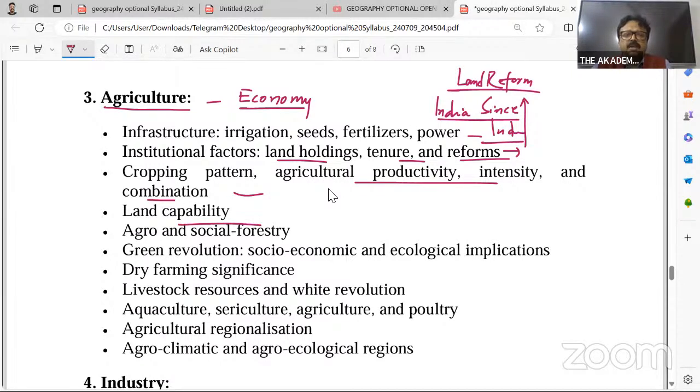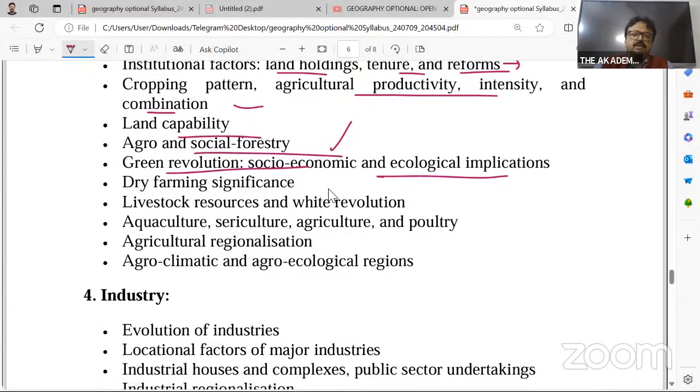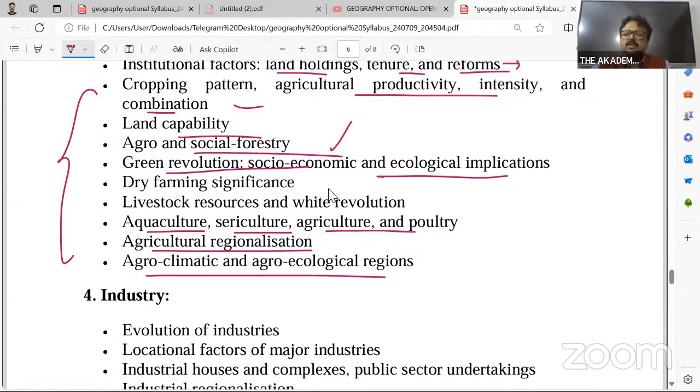तो हम लोग देखेंगे वहां पे क्रॉपिंग पैटर्न, एग्रीकल्चरल प्रोडक्टिविटी, इंटेंसिटी एंड कॉम्बिनेशन, लैंड कैपेबिलिटी, एग्रो एंड सोशल फॉरेस्ट्री, green revolution, socio-economic and ecological implications or negative implication of green revolution, ecological implication we will discuss, dry land farming, livestock resource and white revolution, aquaculture, sericulture, agriculture, poultry, agriculture regionalization, and this all is part of what, economy agriculture. So once you go for agriculture in economy, you will find so many topic over there. Indeed, we will go for a little bit more. We are going for economic perspective. Along with that, we will also go for geographical perspective.